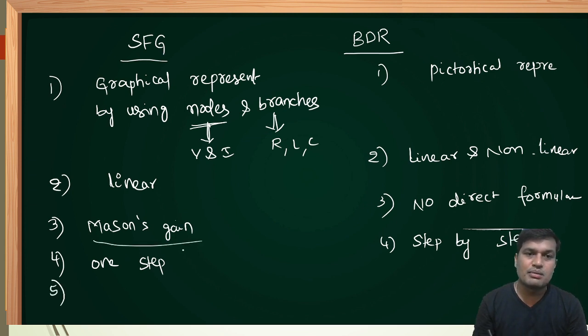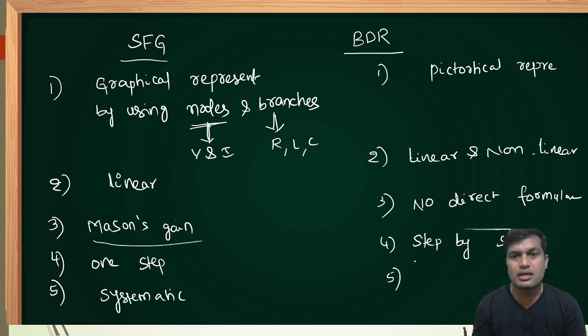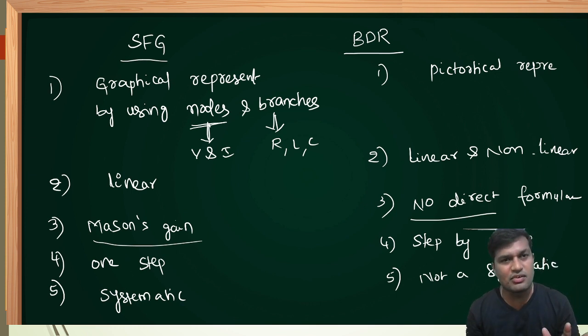As we are using Mason's gain formula, it is a systematic method. As there is no direct formula in case of block diagram, it is not a systematic method. Now you have a question, sir. Which is superior? Signal flow graph is superior or block diagram is superior? There is no sense to this question.